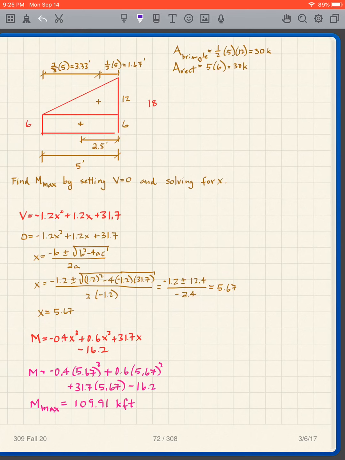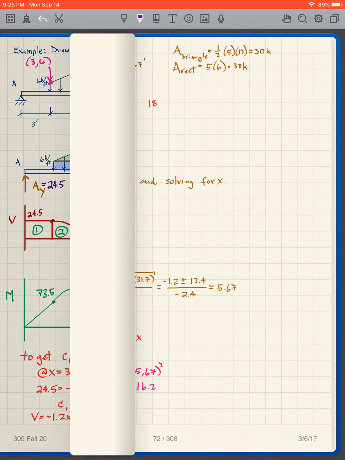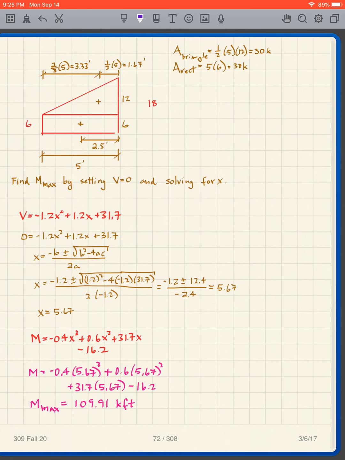What do I do with that? I put that into my moment equation, and so I just plug that value of x in, and I end up with M equals 109.91 kip-feet, and that gives me that value right there. And now I know what my M max is, which is an important value. So you need to be able to do this. We get our M max, okay.